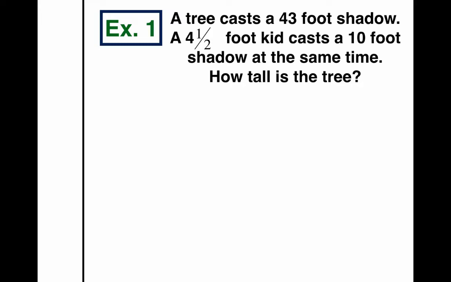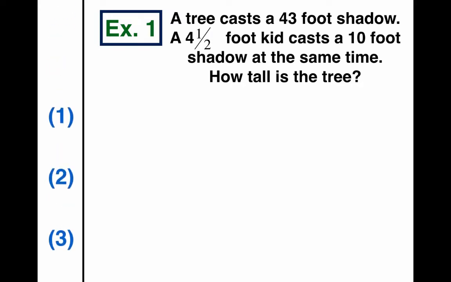Okay, so imagine that you have a tree and a boy that are both standing out in the woods and the sun is beating down on them and they both have a shadow. Well, the tree is tall and big and has a big 43-foot shadow. But the boy's not that tall, he's a kid. He's got a 10-foot shadow. But knowing that information, we can solve for how tall that tree is without having to actually climb the tree and measure it. That would be a lot of work. We're going to do it without climbing the tree.